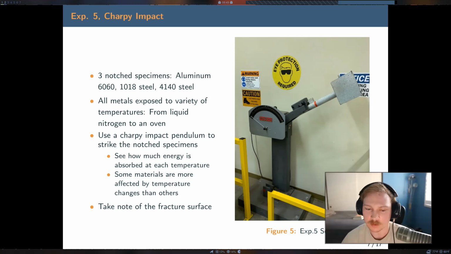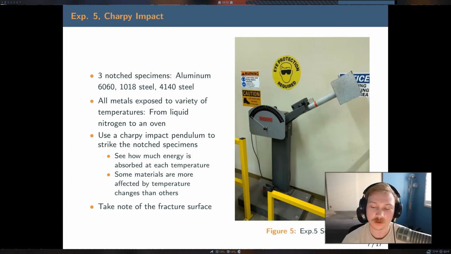The cool part of this lab, apart from breaking things, which is always fun, is that we're going to have all of these specimens at a variety of temperatures, from liquid nitrogen all the way up to being in an oven. What you want to do is take it from that environment and, as fast as you can, put it on the test station and break it. We're going to see how these differences in temperature affect how much energy the specimen can absorb. Some materials aren't affected by temperature too much, and others are drastically affected.